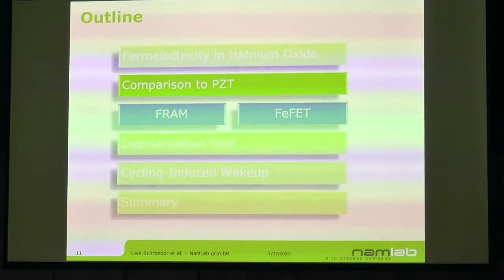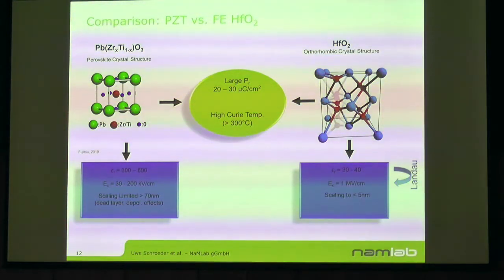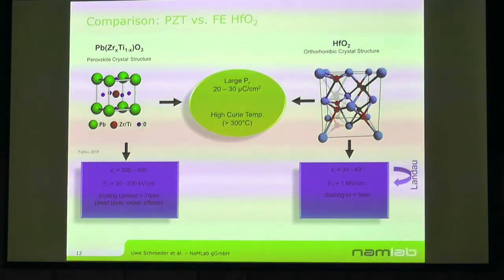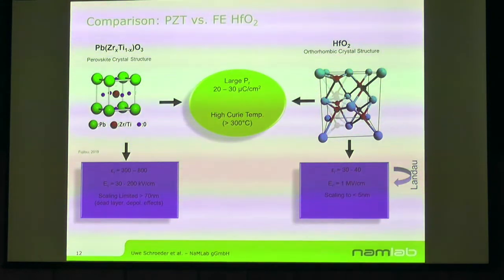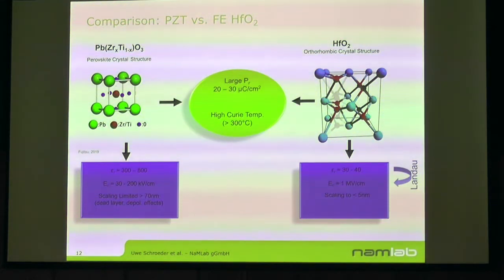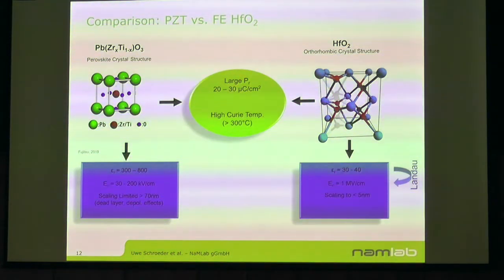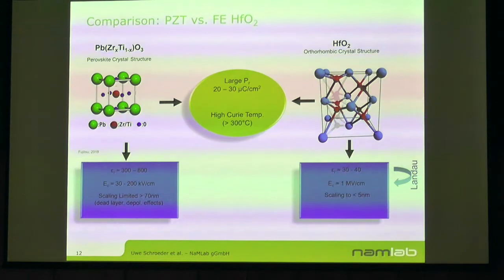Okay, now coming to the comparison to the PZT case. If we have here the perovskite structure for the PZT and here the hafnium oxide, here you can nicely see the 4 oxygen atoms responsible for the 2 polarization orientations of the hafnium oxide. Let's look first at what's common for both materials. They both have a very similar remanent polarization value in the order of 20 to 30 microcoulomb per square centimeter. And in both cases, the Curie temperature is above 300 degrees C. So that's the reason why both materials can also be used for non-volatile memory applications.